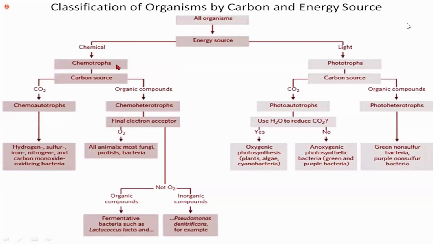Now, these chemotrophs and phototrophs can be further divided into two subtypes based on the carbon source. If the carbon source is CO2, they are known as chemoautotrophs. If the carbon source is organic compounds, they are known as chemoheterotrophs. Similarly, for phototrophs, if the carbon source is CO2, they are known as photoautotrophs, and if the carbon source is organic compounds, they are known as photoheterotrophs.